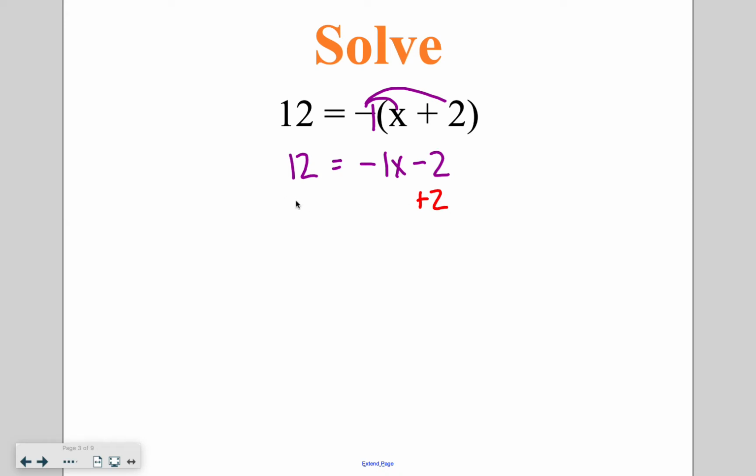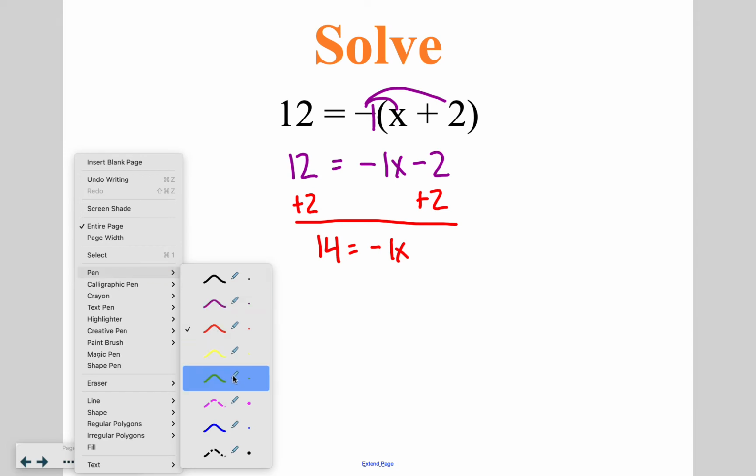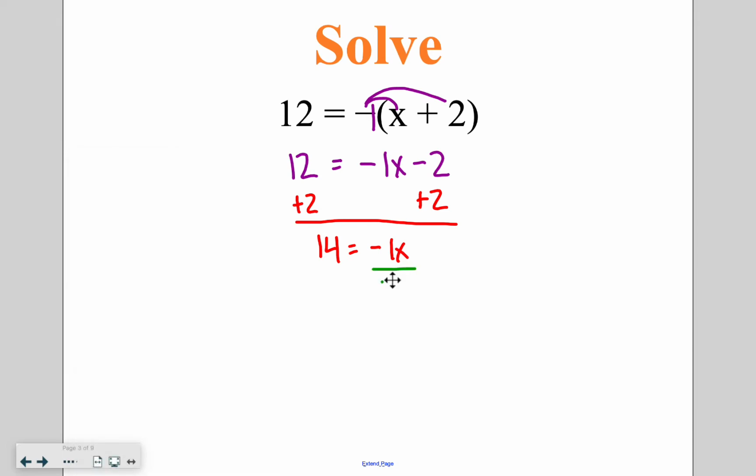So I'm going to get rid of subtracting 2 by adding 2 to both sides of the equation, and I've got 14 is equal to -1x. And then I need to get rid of that coefficient, so I'm going to go ahead and divide both sides by -1. And I'm going to get an answer of -14 is equal to x.